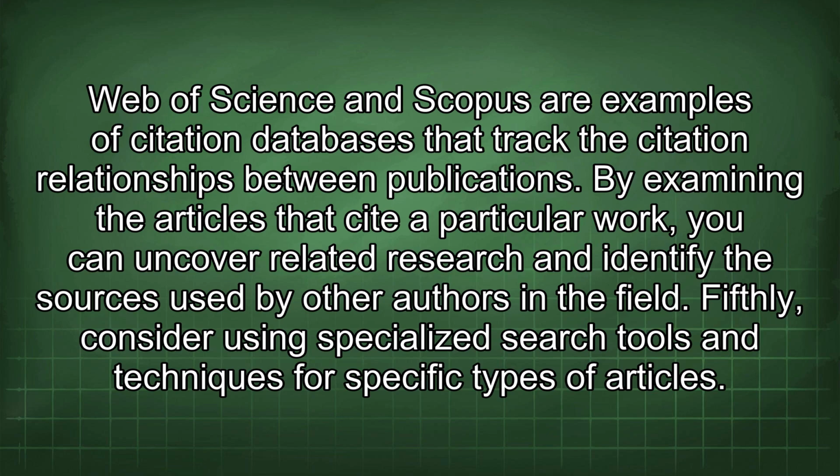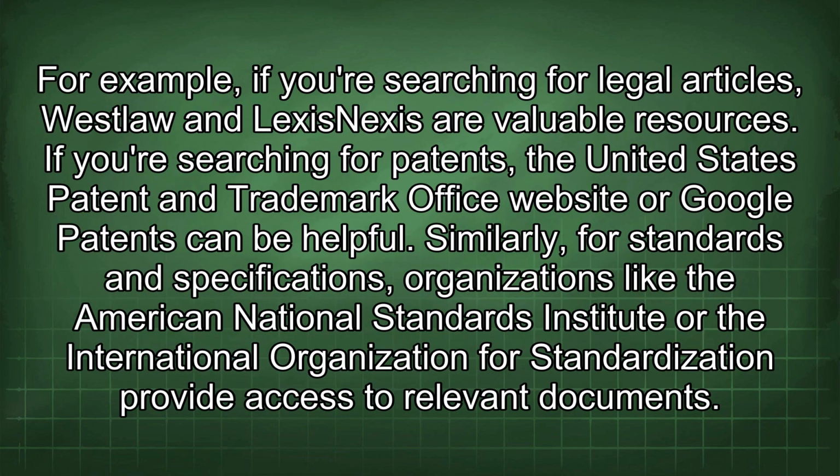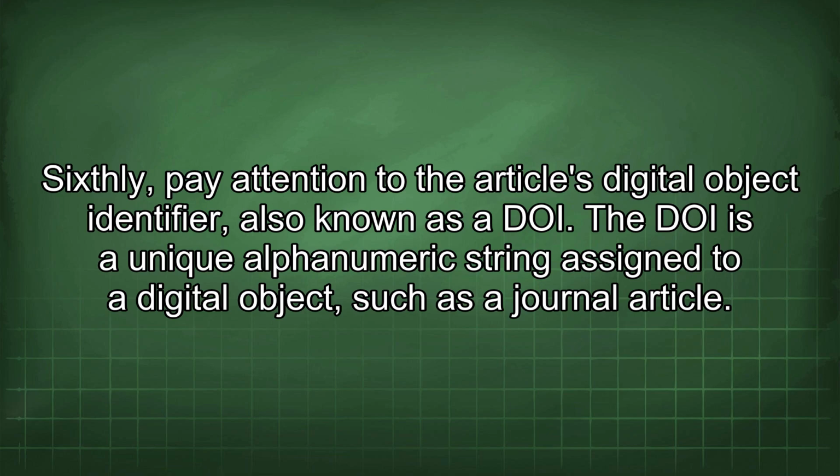Fifthly, consider using specialized search tools and techniques for specific types of articles. For example, if you're searching for legal articles, Westlaw and LexisNexis are valuable resources. If you're searching for patents, the United States Patent and Trademark Office website or Google Patents can be helpful. Similarly, for standards and specifications, organizations like the American National Standards Institute or the International Organization for Standardization provide access to relevant documents.